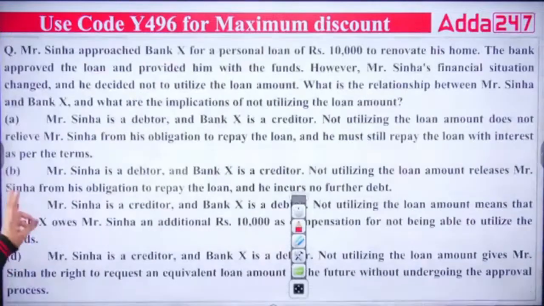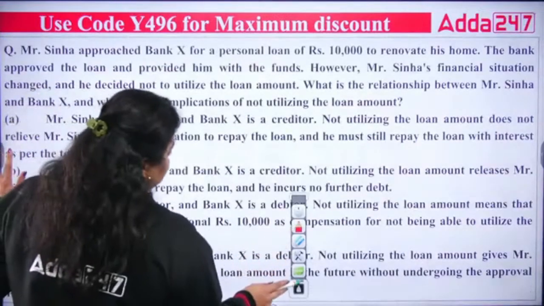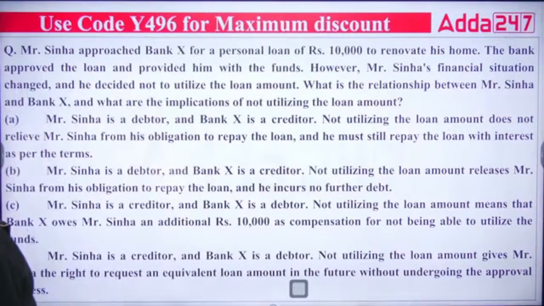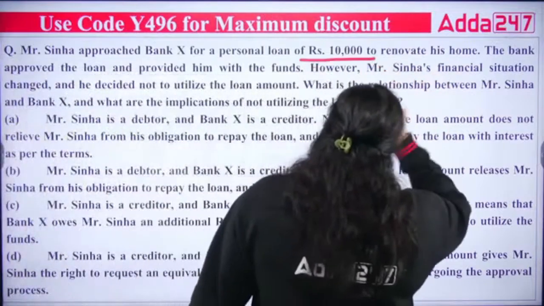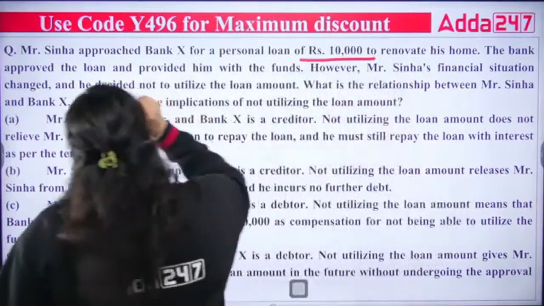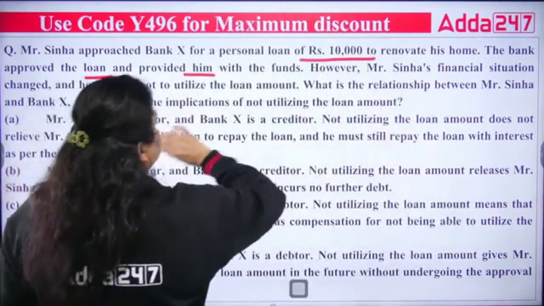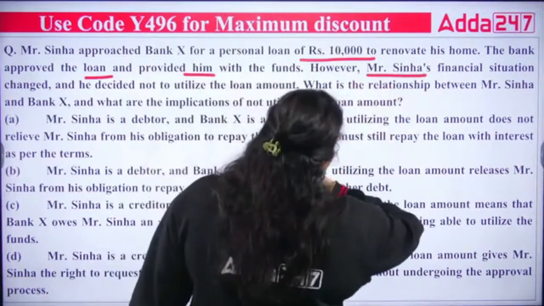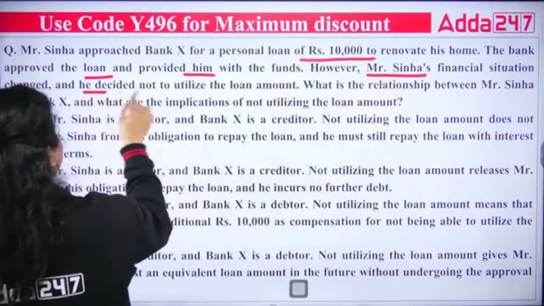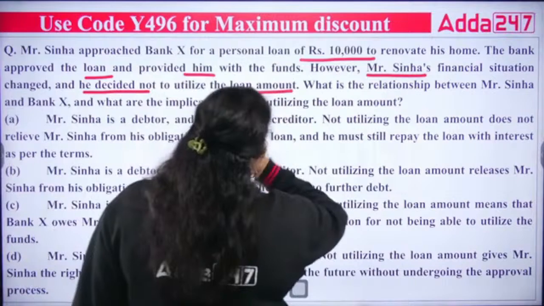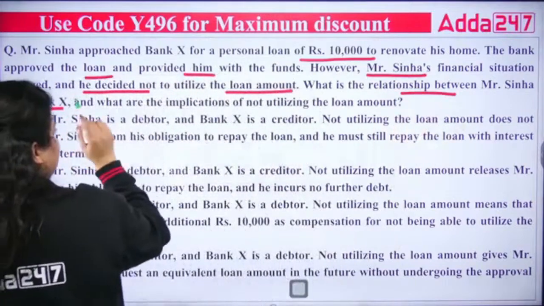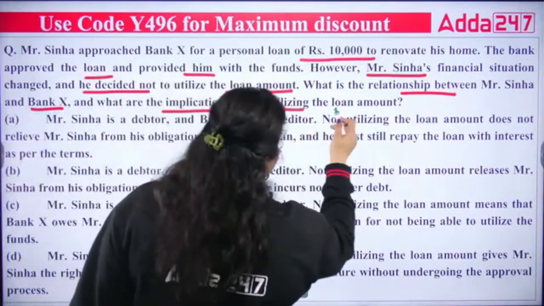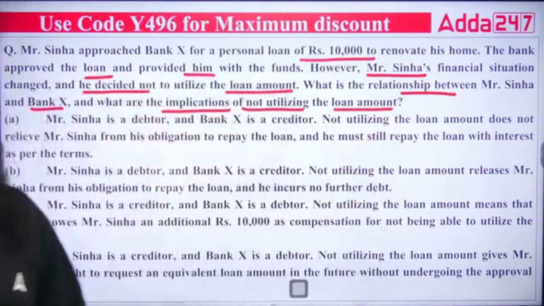Next question. So it's a kind of big question, it's a kind of case study question. So Mr. Sinha approached Bank X for a personal loan of rupees 10,000 to renovate his home. The bank approved the loan and provided him with the fund. However, Mr. Sinha's financial situation changed and he decided not to utilize the loan amount. What is the relationship between Mr. Sinha and Bank X, and what are the implications of not utilizing the loan amount? So you have to answer this.